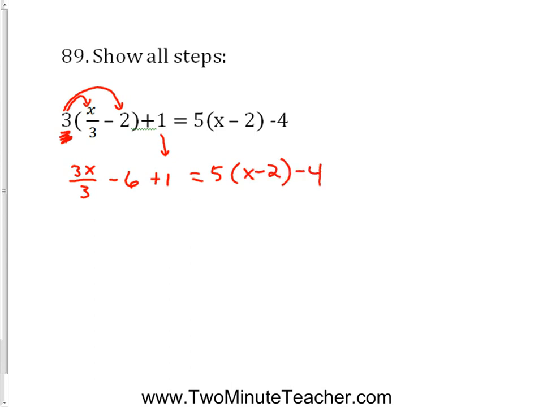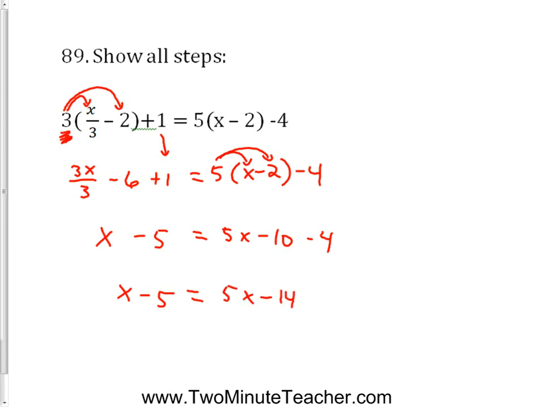Alright, so I did one thing, and now I'm going to simplify it again. So 3 over 3, I notice that that can simplify to 1x. And the negative 6 plus 1 is minus 5. Is equal to, and now I'm going to multiply this part out. And I'll get 5x minus 10, and then minus 4. Alright, now my left side is all simplified already. And on my right side, 5x minus 10 minus 4 means 5x minus 14. See, I'm just doing one thing at a time, and it's getting simpler and simpler each time.